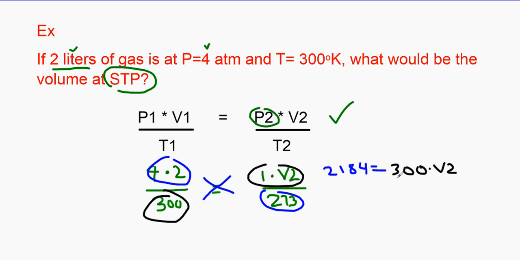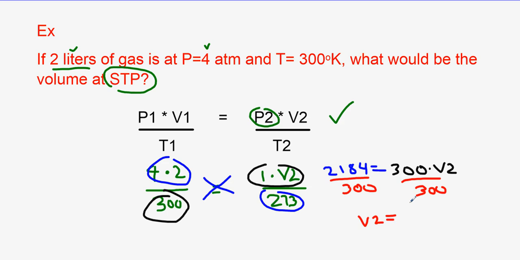Okay. We want to figure out V2, so we have to undo the multiplication of 300. So we're going to go ahead and divide by 300. You always divide by the number in front of the variable. So we divide by 300. Sorry about that terrible looking 3. And that means it's 2,184 divided by 300. Let's do that one. That gives me an answer of 7.28? Can't remember what it was. 7.28 or 7.18? Something like that. And that is in liters, right?